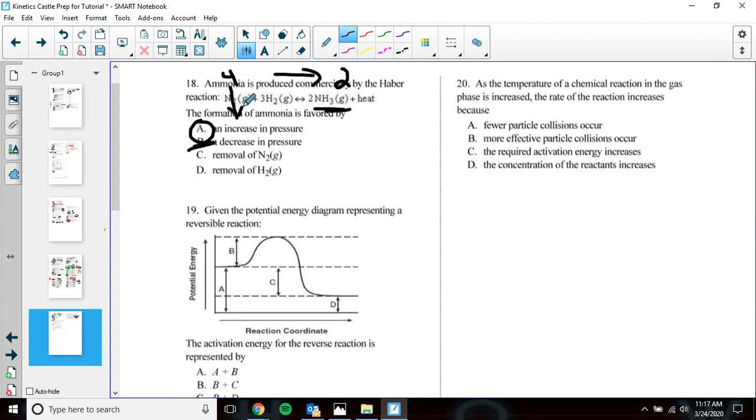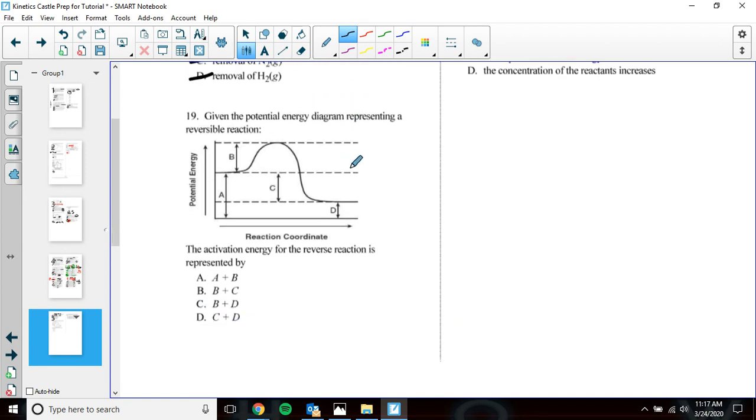Remove N2. If I take N2, I move towards what I take. That would make me go left. I don't want to do that. Remove H2, same thing. I would still be removing a reactant, so I'd go left. So B, C, and D make you go left. I want to go right. This is a kind of tricky question. You really have to know Le Chatelier's to be able to apply it. And I hope we're getting that strong.